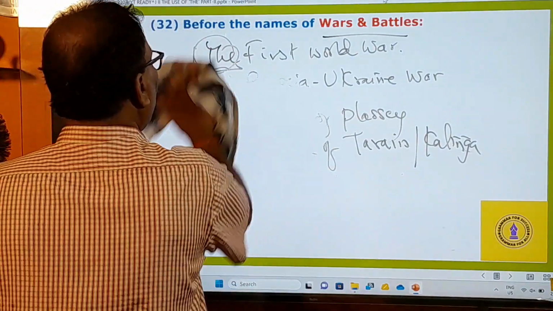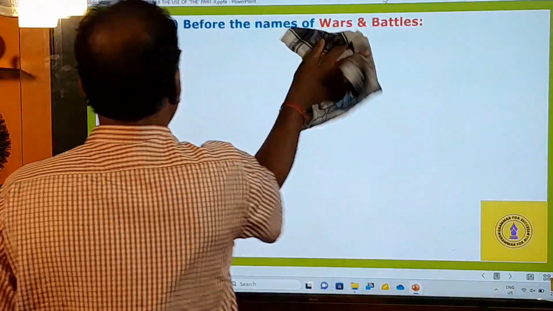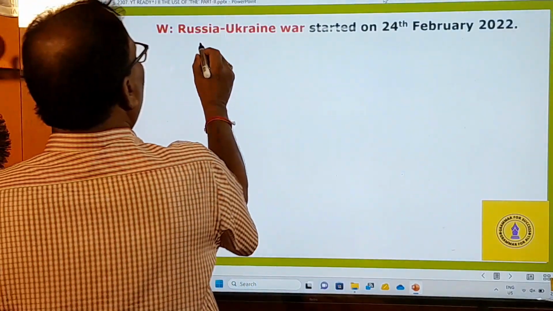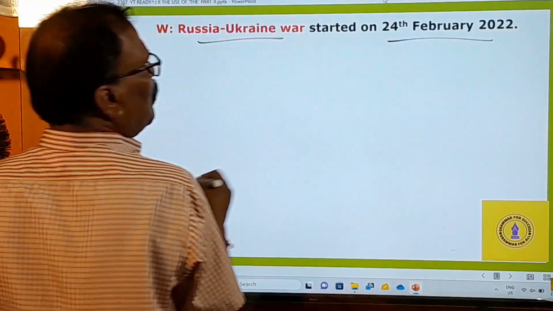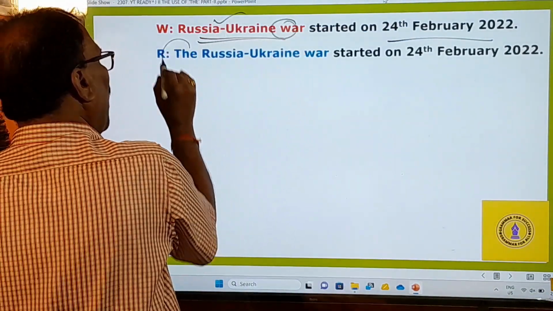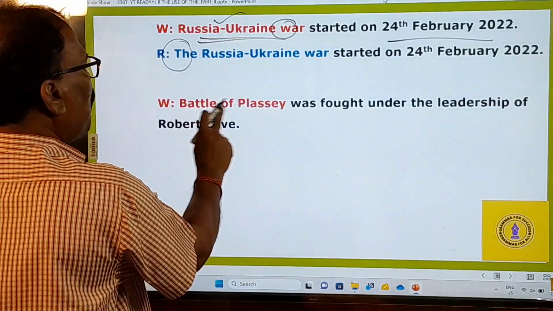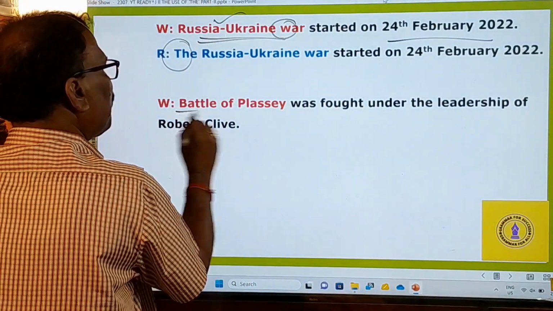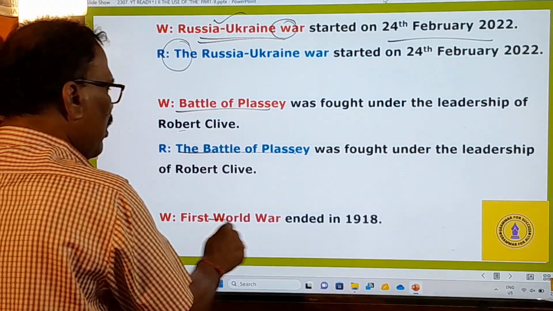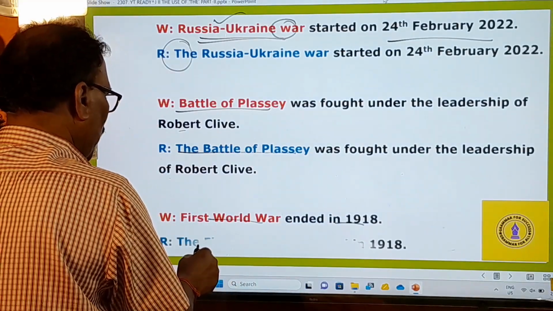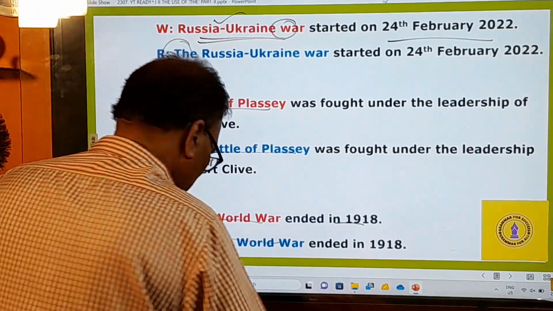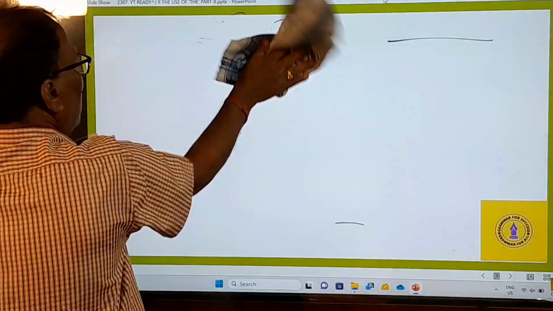Now let's go to the examples. The Russia-Ukraine war started on 24th February 2022. Don't say simply Russia-Ukraine war. It's a war. That's why the Russia-Ukraine war. The Battle of Plassey was fought under the leadership of Robert Clive. The First World War ended in 1918. You have to say the First World War. War, battle, war. So examples are given. Very simple, very easy. You can easily understand.